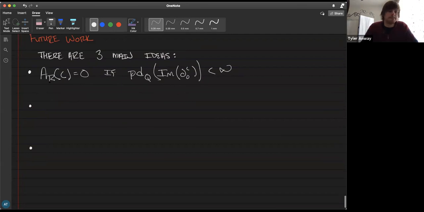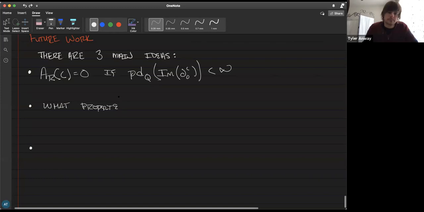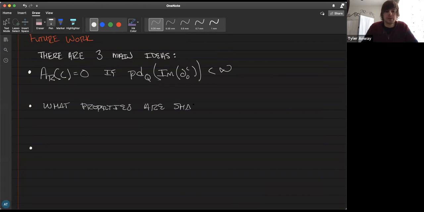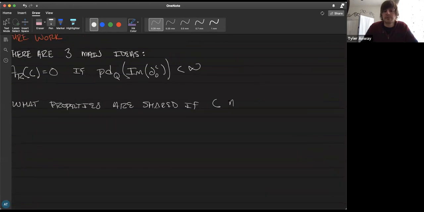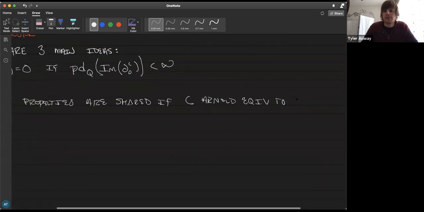Right. Another direction is what properties are shared if C is Arnold equivalent to C prime.